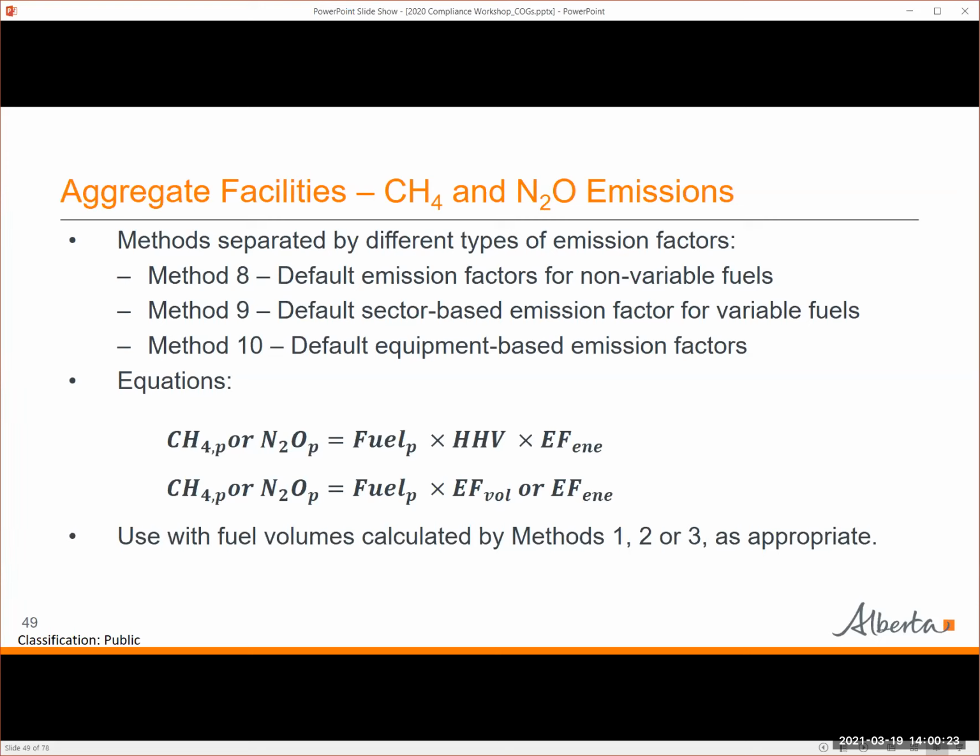So in any of these cases, really the calculation is structured as a fuel quantity times an emissions factor on a volume basis, or potentially a fuel quantity times a higher heating value times an emissions factor on an energy basis. So that's the method of applying those emissions factors that we've supplied in the AQM.